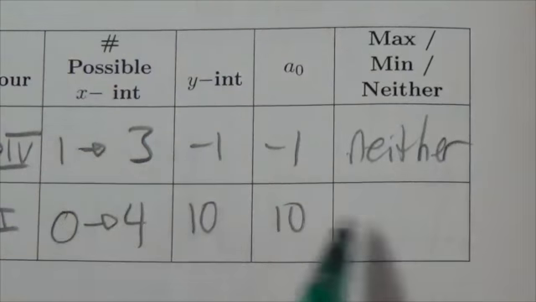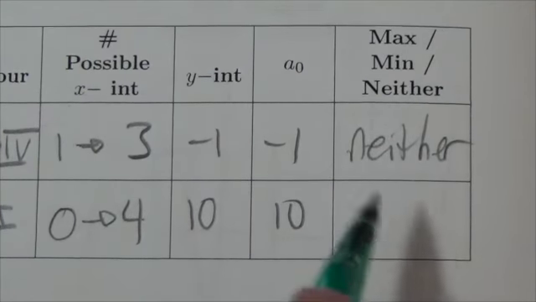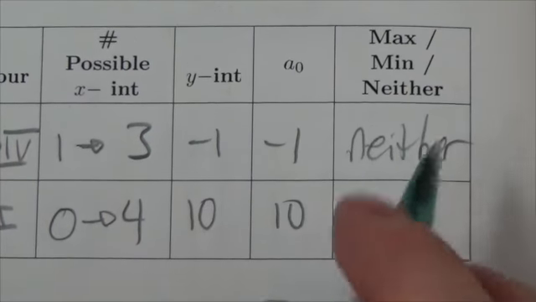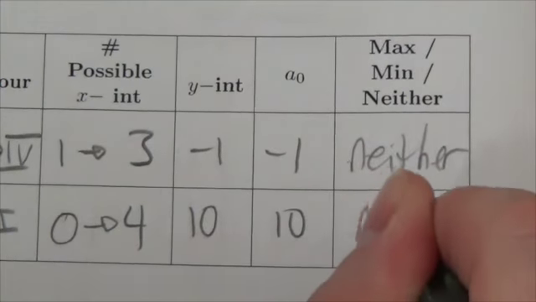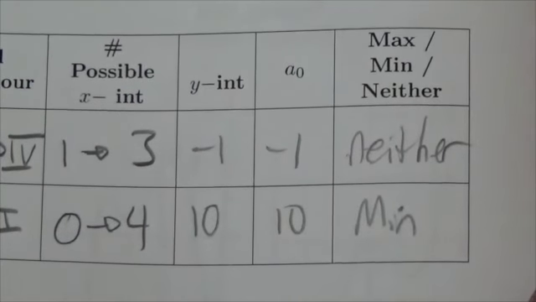The next one, though, is a positive quartic, which means it opens up. So this one is going to have a minimum value, not a maximum value. Those are the values that we're trying to get out of this question.